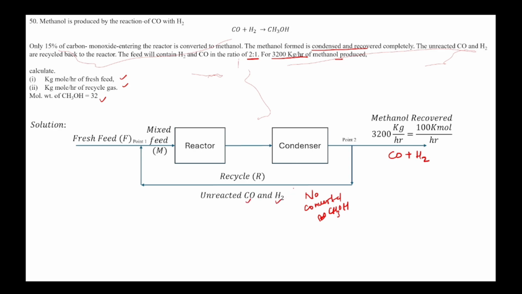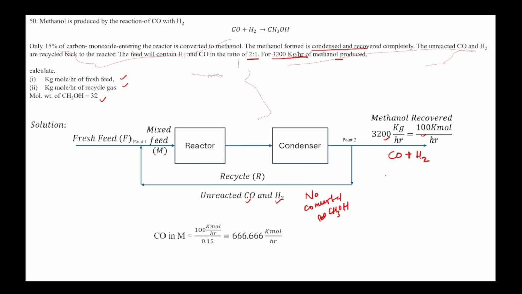The very first thing: the conversion of carbon monoxide is 15%. That means 3200 kg per hour is 100 kilomole per hour. I just converted it to kilomole, and we will do all our calculation on a kilomole basis.